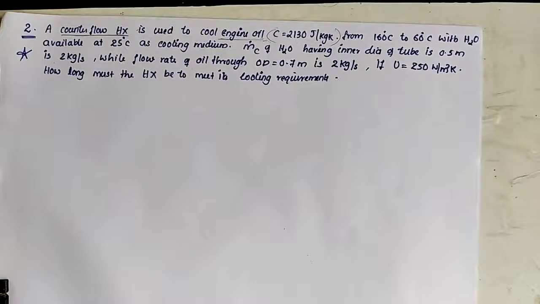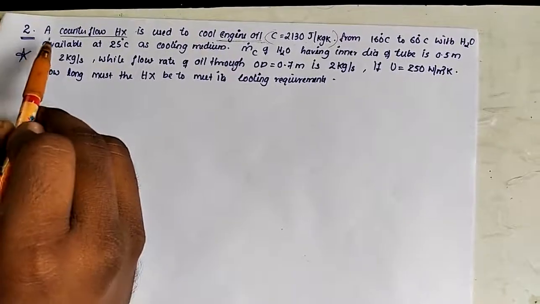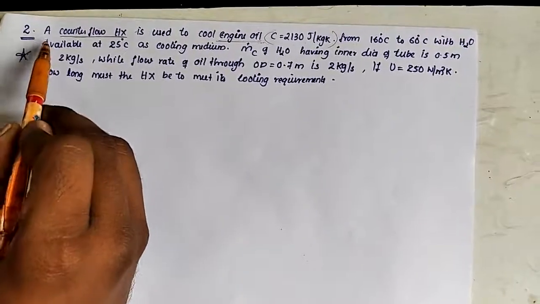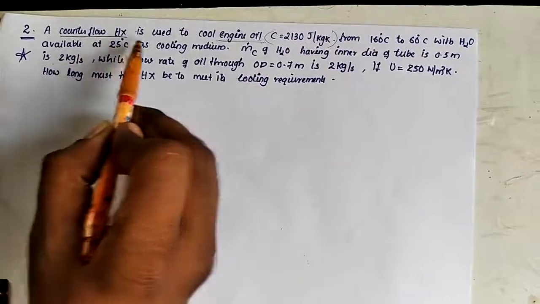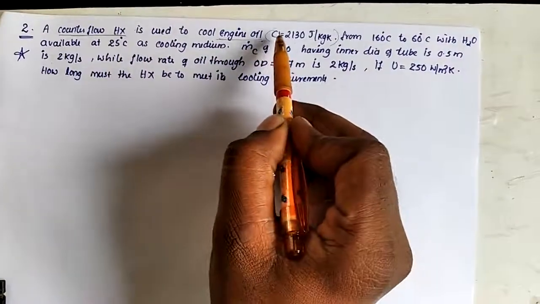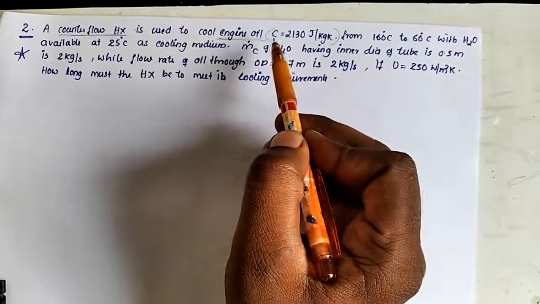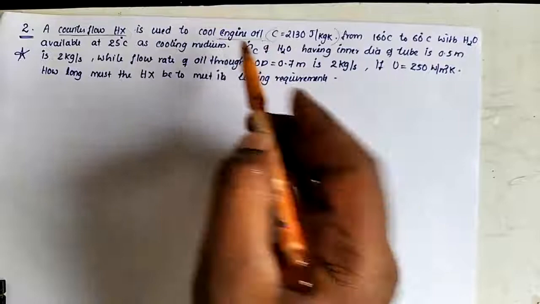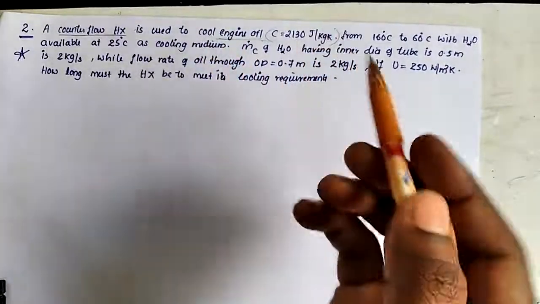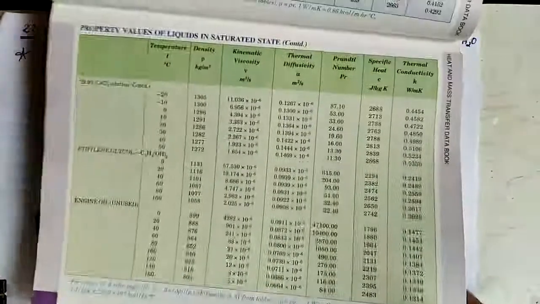Hi friends, now we are going to discuss the second problem on heat exchangers. In this question, a counterflow heat exchanger is used to cool engine oil, and the specific heat capacity of the engine oil is given. But in other questions, if the specific heat of some other fluid is not given, we must go through our HMT data book.